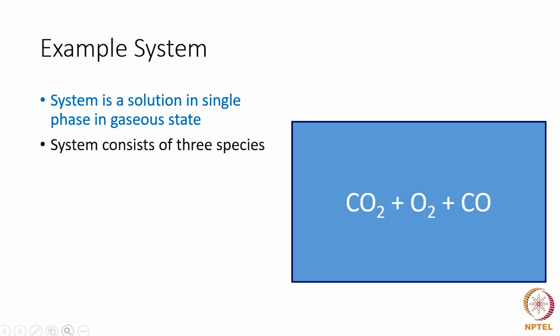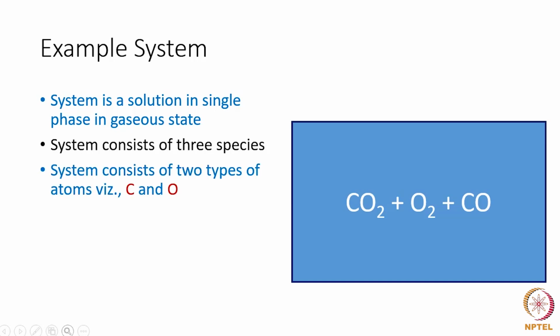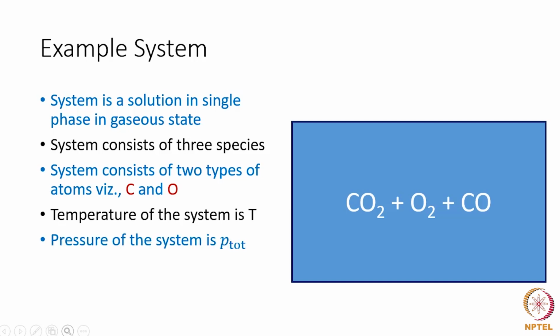The system consists of three species only, there is nothing else in the system, and the system consists of two types of atoms, namely carbon and oxygen. The temperature of the system is fixed and is T. The pressure of the system is also fixed and that is P total, P tot.